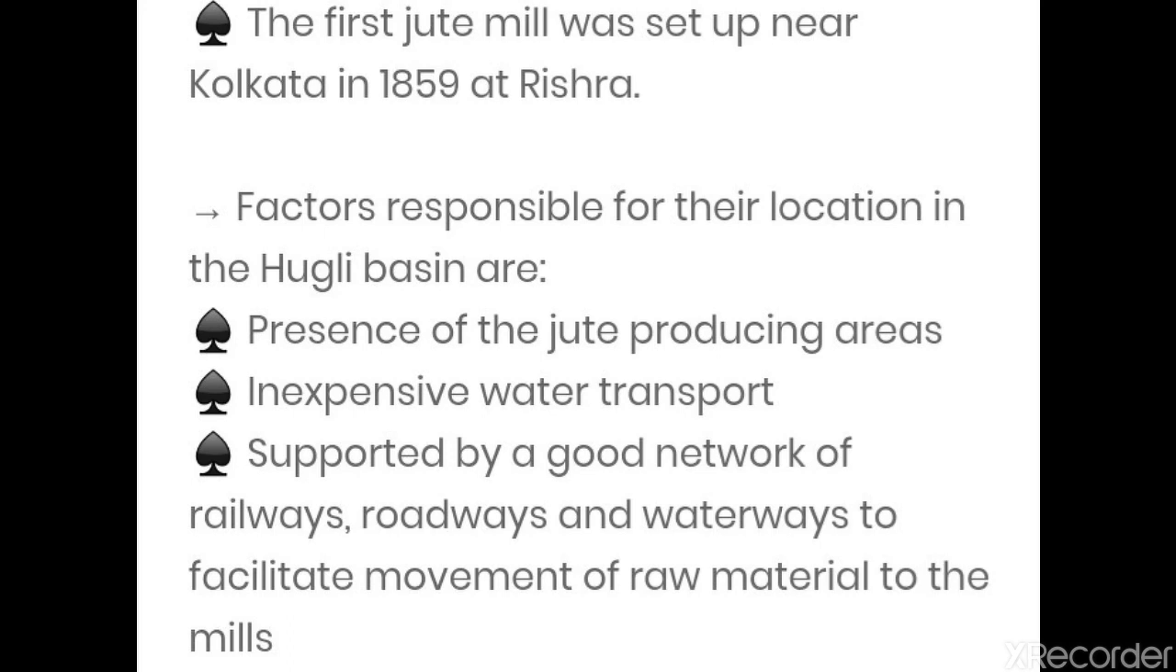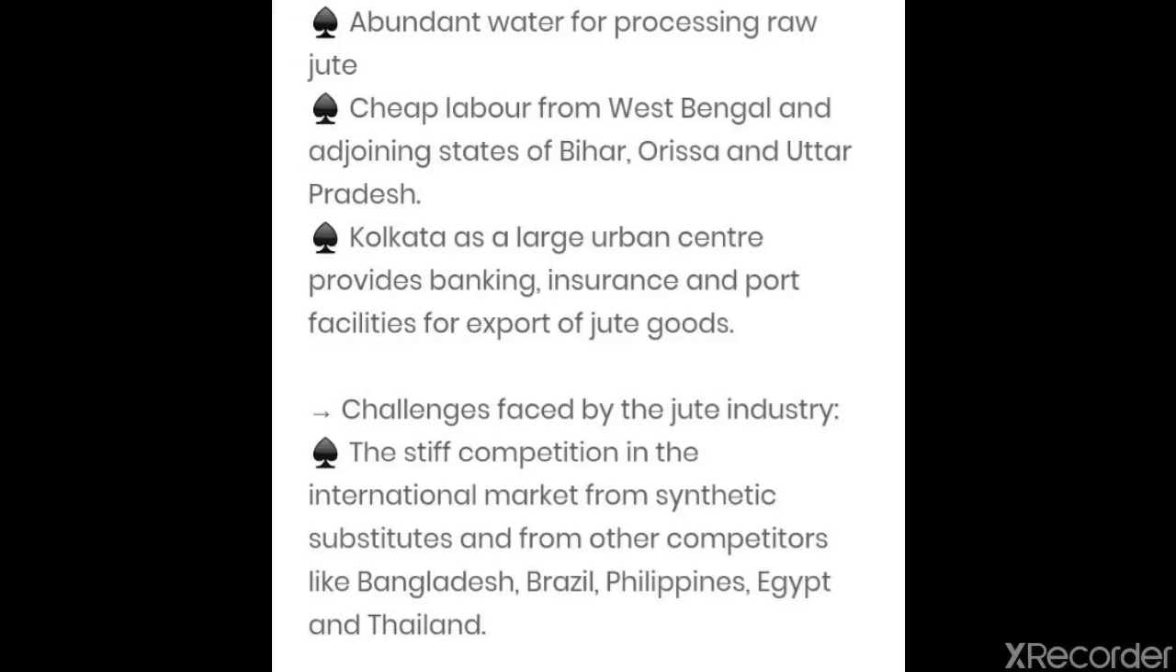Then there is an inexpensive water transportation system, supported by a good network of roadways, railways and waterways, to help in the movement of raw jute to the jute mills. The Hooghly Basin has a well developed transportation system. Inexpensive water transport is also there, and it is supported by a good network of railways, roadways and waterways, and this helps in the movement of raw jute.